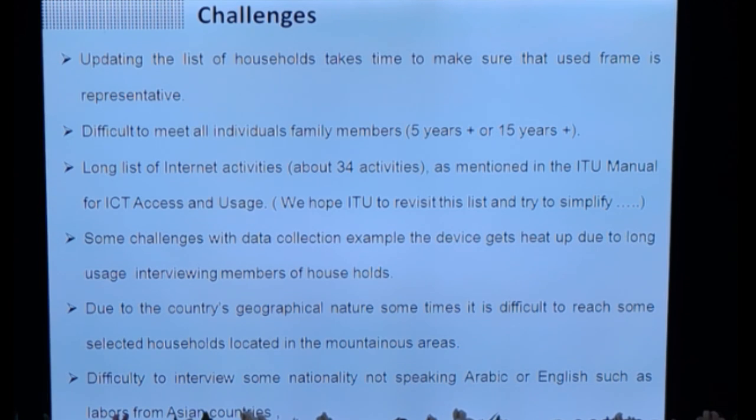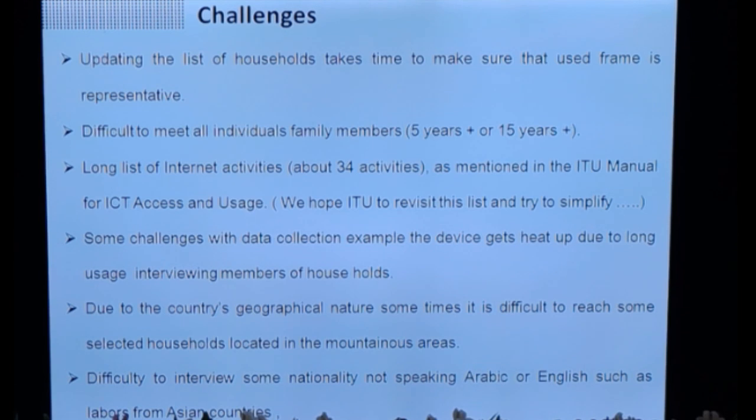It is difficult to meet all individuals aged 15 years or above in the household. So in the next survey, we are going to choose only one person. Then we apply data weighting to have representative results for the whole society.